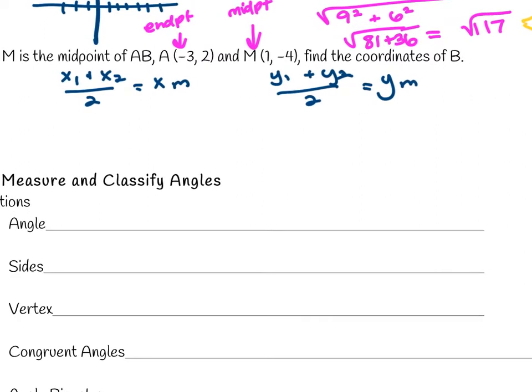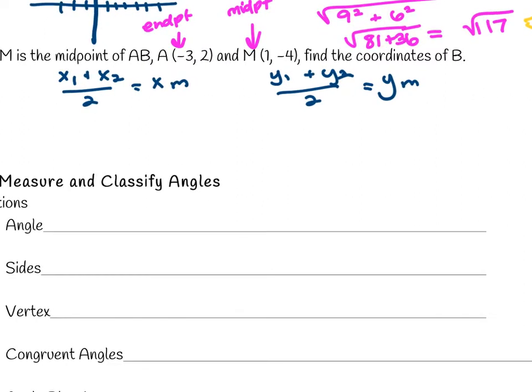And then I'm going to plug them in. So x1, y1, xm, ym. Negative 3 plus x2, divided by 2, equals the x of my midpoint, which is 1. And then I've got to multiply 2 on both sides. Negative 3 plus x2 equals 2. Add the 3, and the other endpoint's x is 5. With me so far? Yeah?